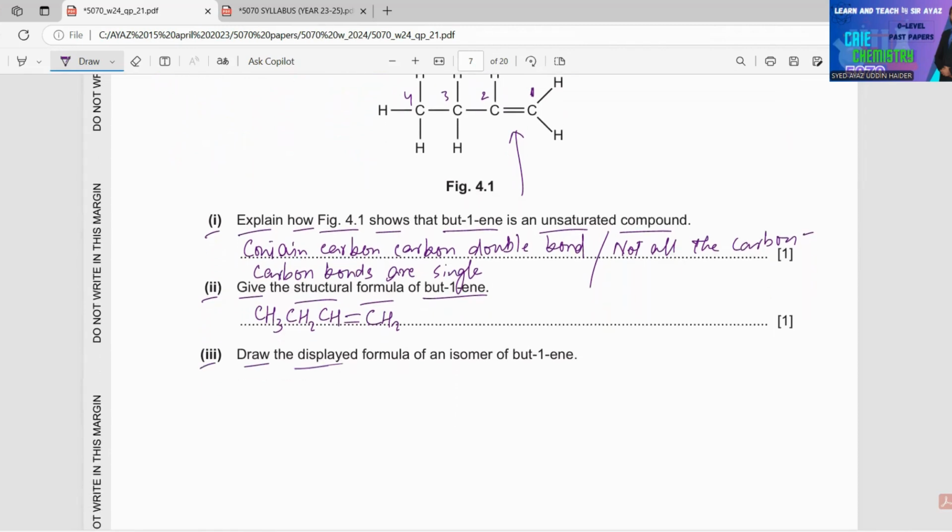Number three, draw the displayed formula of an isomer of but-1-ene. So for the isomer of but-1-ene, you have two options. Either draw the displayed formula of the first isomer, which has a different position of the carbon-carbon double bond. You can also have but-2-ene in this case.